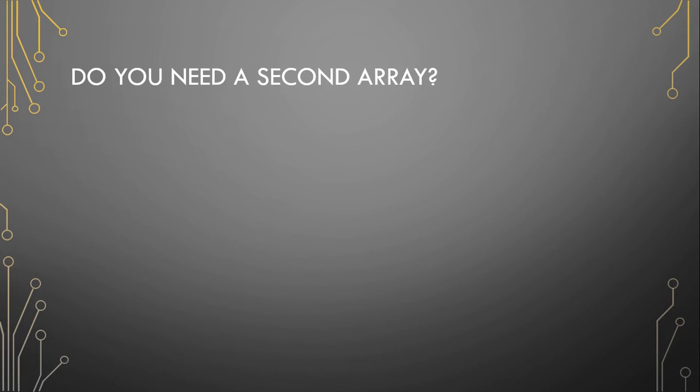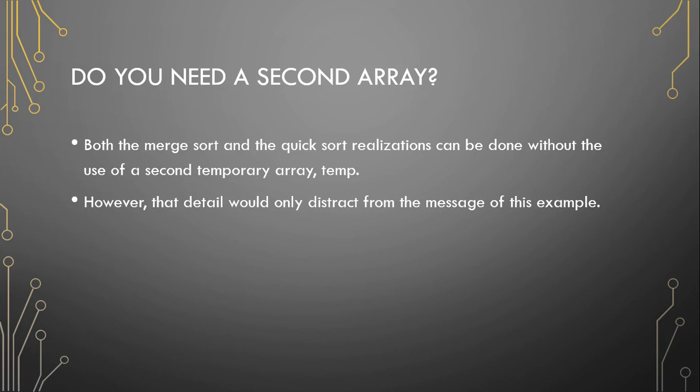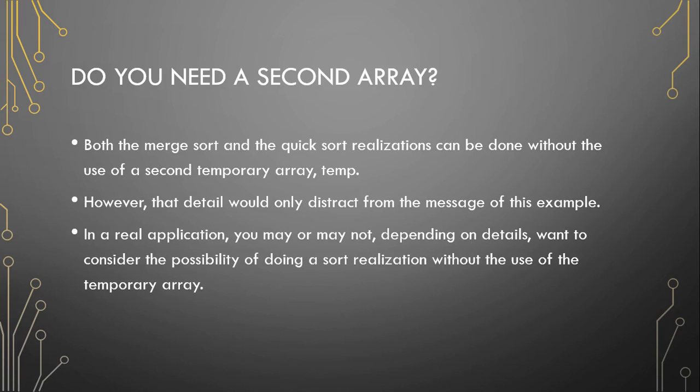So let's ask ourselves then, do we need technically a second array? Both our merge sort and quick sort realizations can be done without the use of a second temporary array, so technically we can do that. However, in doing so, that detail would only distract from the message of this example that we're looking at. In a real application, you may or may not, depending on the details, want to consider the possibility of doing a sort realization without the use of a temporary array.